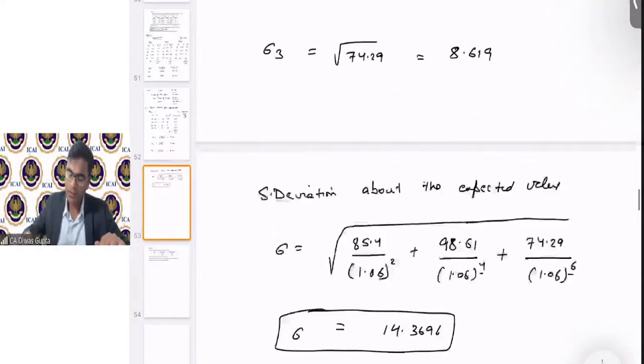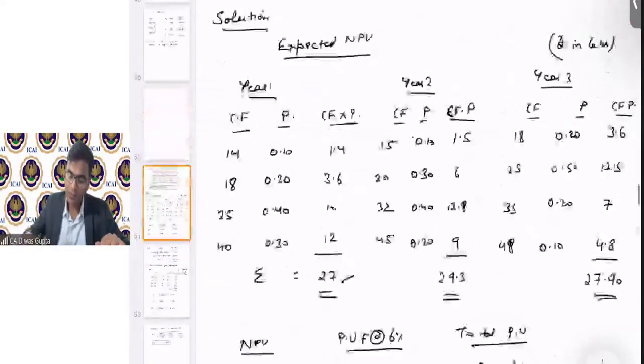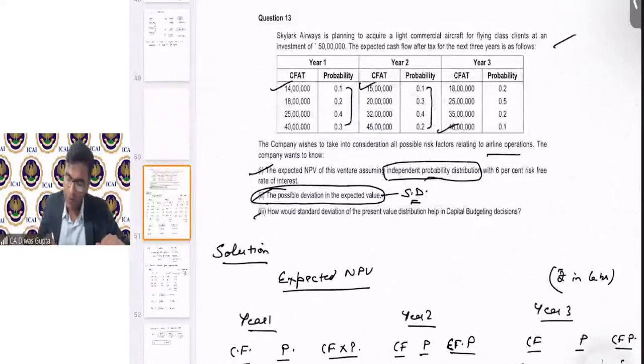Now, what is the third part of the question? The third part of the question is how would standard deviation of the present value distribution help in capital budgeting decisions? This is, I think, more of a theoretical question. So we can mention that for calculating the possible deviation in the expected value, standard deviation is used as a statistical measure of dispersion because it measures the deviation from the central value, that is mean.